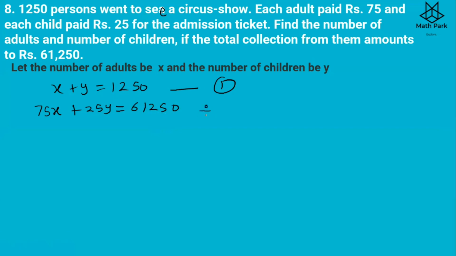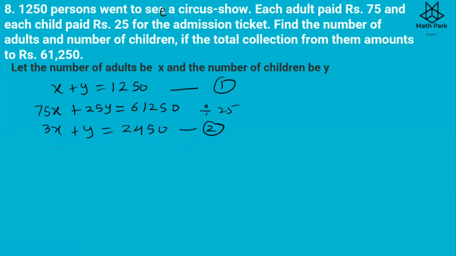Now, with 250 at the end, it means it is divisible by 25. Divide this equation throughout by 25. We get 75 divided by 25, which is 3x plus y is equal to 61,250 divided by 25, which is 2,450, and this is our equation number 2.